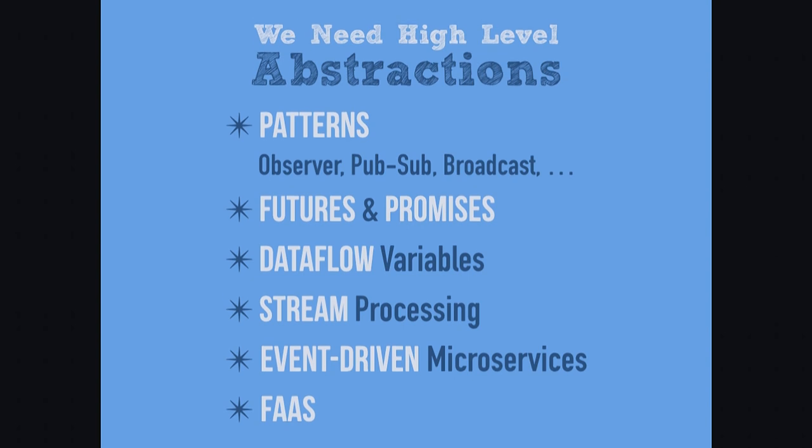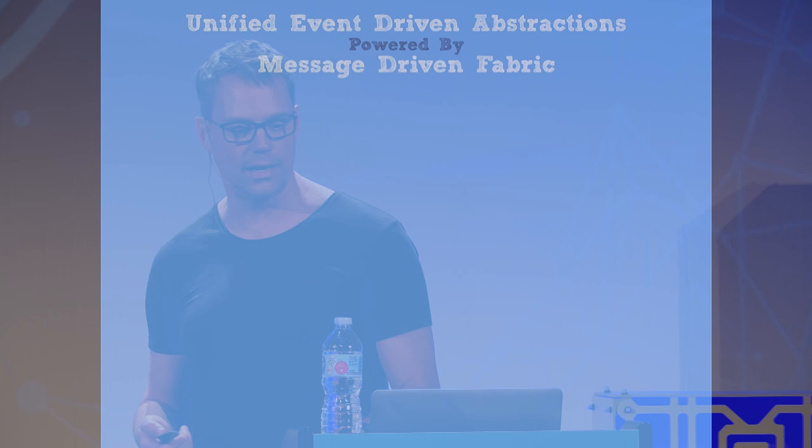What we need is higher-level abstractions built on top of the event loop. Patterns like the observer pattern, I know everyone knows that. The pub-sub broadcast, or things like futures and promises, or dataflow variables, or streams. Streams are starting to become extremely popular, and can be driven by the event loop while exposing higher-level semantics in how you can work with them. Event-driven microservices is also another one. Function as a service. There are many different high-level patterns that can be built on top of that. So what I think we want is unified event-driven abstractions on top, powered by a message-driven fabric. So what I mean by that is, let's look at this example.